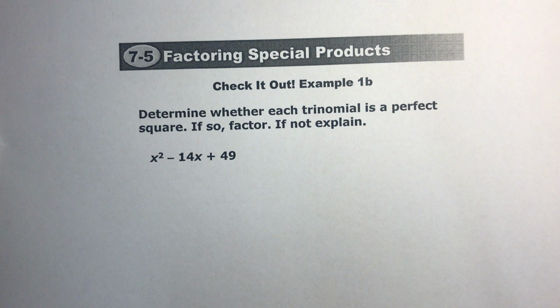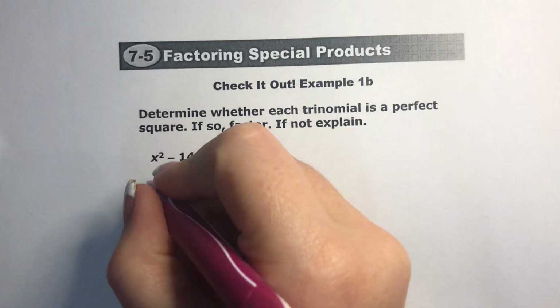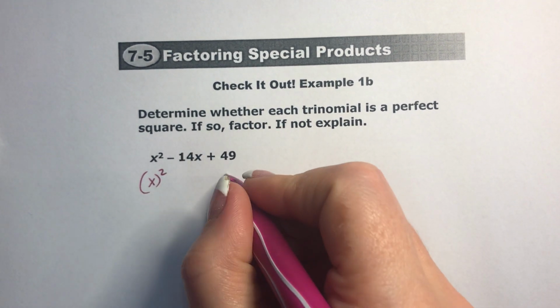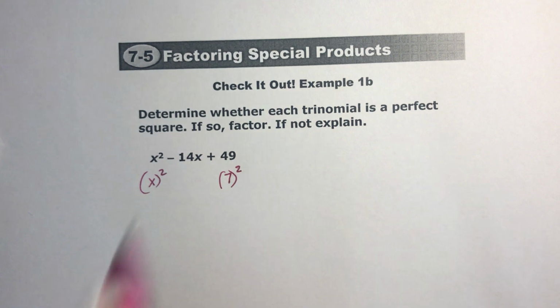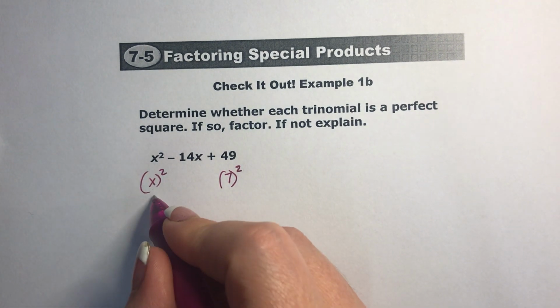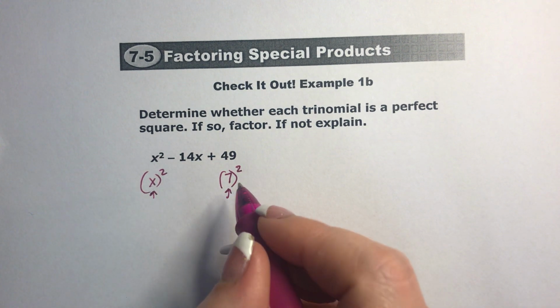Okay, let's see how you did. So we're going to look here first. Is that a squared number? It is. That's the same thing as x squared. Is 49 a squared number? Yes, it is. It's the same thing as 7 squared. I'm just putting them in parentheses just to show. We need one of those and one of those, and we're going to use the x and the 7.